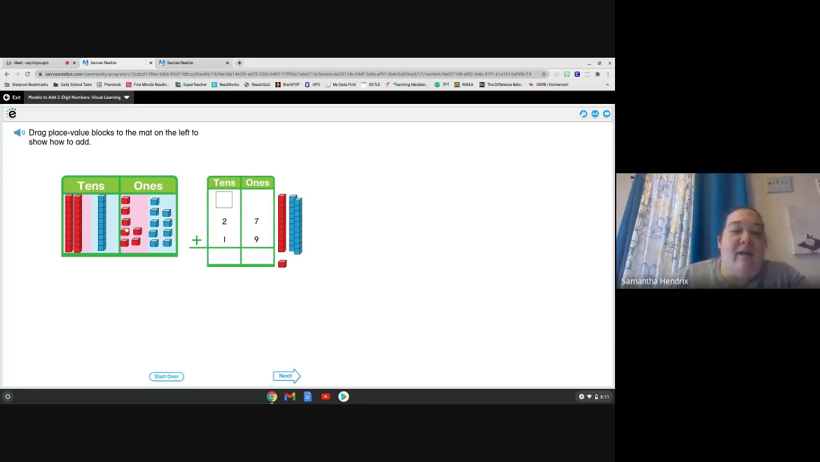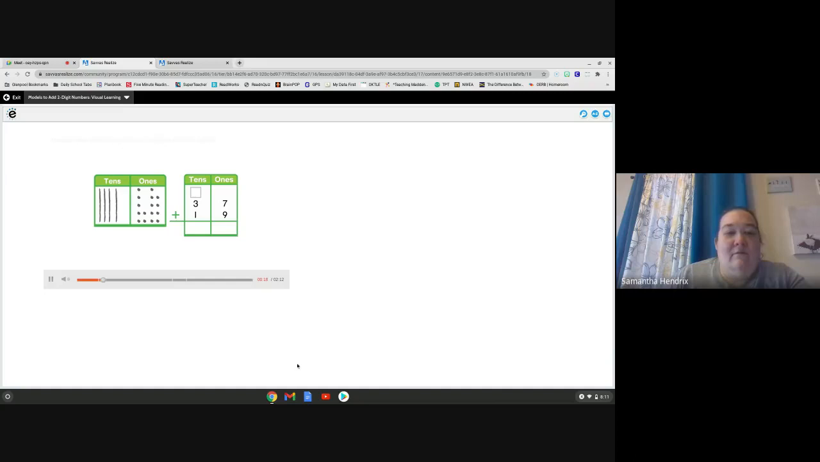Okay, 27 plus 19. Okay, so you see how that works? We've got our 10s and 1s of the top problem and our 10s and our 1s of the next problem. Okay? Both maps show 37, that's 3 tens and 7 ones. Both maps also show 19, or 1 ten and 9 ones.